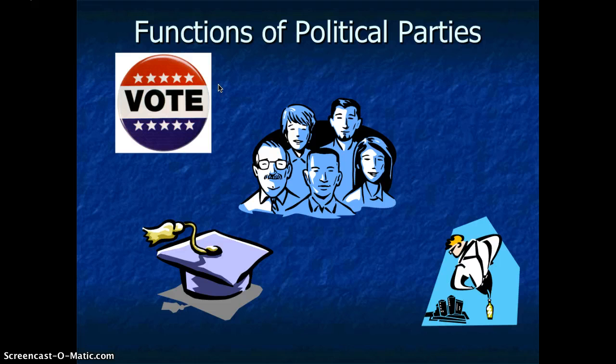Now, even though political parties are not something that is in our Constitution, they do play an important function. The first and foremost, the number one goal of a political party is to win elections. They want to gain control of the government by winning elections. And if you look at our government today, right now, the Democrats hold the Senate, the Republicans hold the House of Representatives, and of course, the Democrats are in control of the White House.